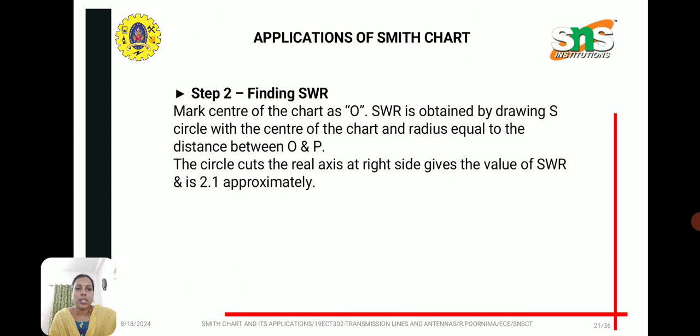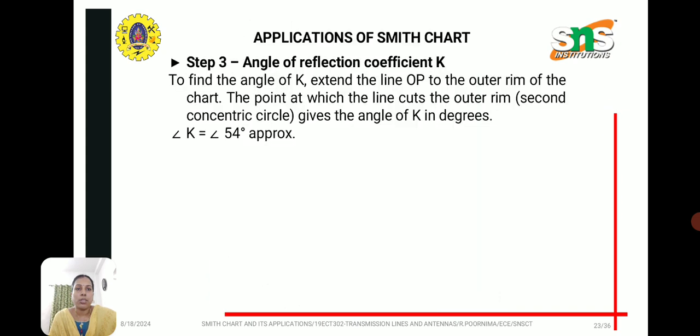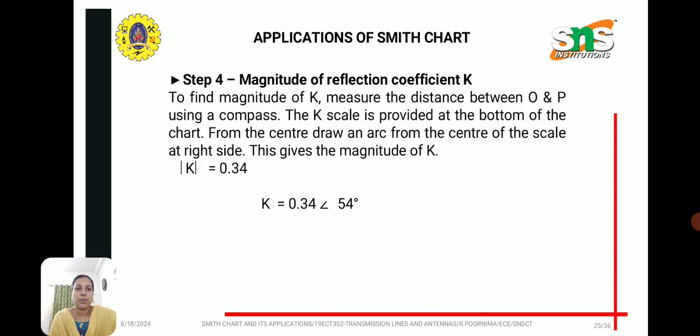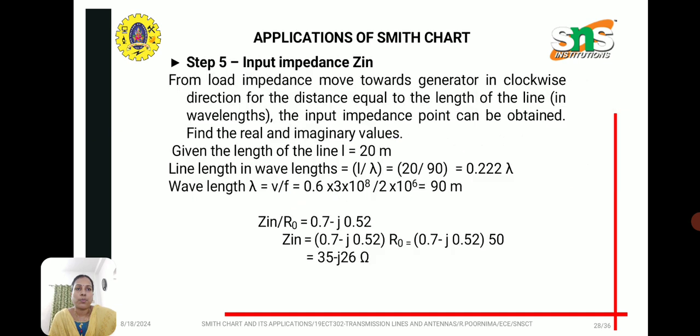From this we can calculate the standing wave ratio from the Smith chart by drawing the S circle with the center of the chart and radius equal to the distance between O and P. After drawing this circle, we can see the Smith chart here, and the angle of reflection coefficient is given at the point at which the line cuts the outer rim, that is the second concentric circle. It gives the angle of K. The magnitude of reflection coefficient K is calculated from the scale given in the Smith chart. The scale is shown here. K value is 0.34. Like this we can calculate the input impedance.